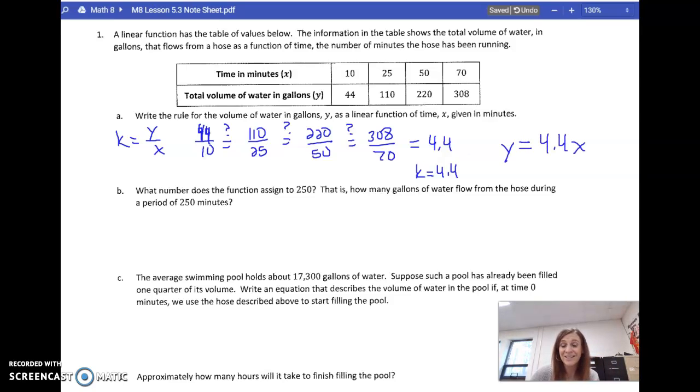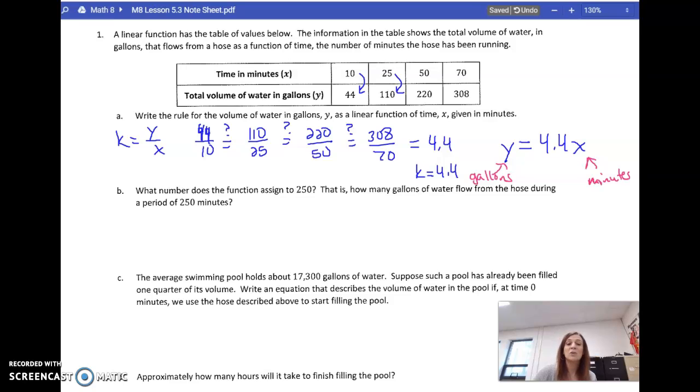Because remember, what does a constant do? It's what we're multiplying by each time. It's what we multiply 10 by to get 44 and 25 to get 110 and so on. Okay? But I am going to remember here that y is gallons, right here, y is gallons, and x is our time in minutes.